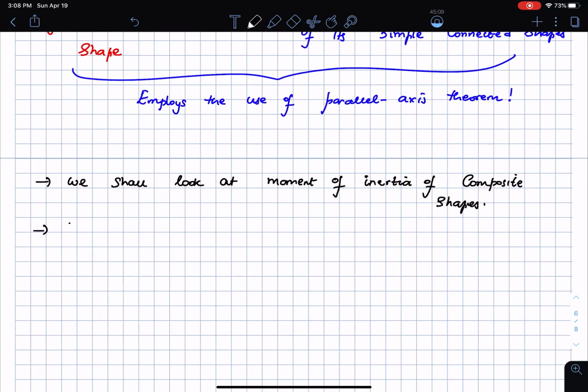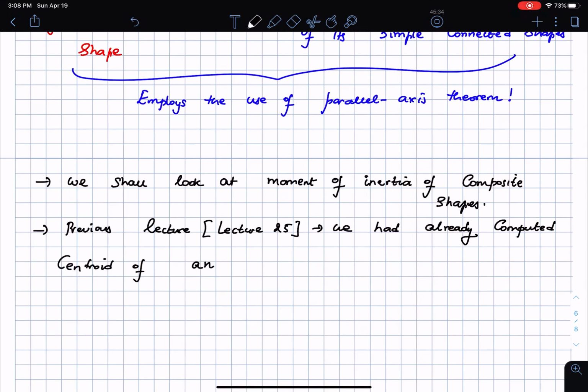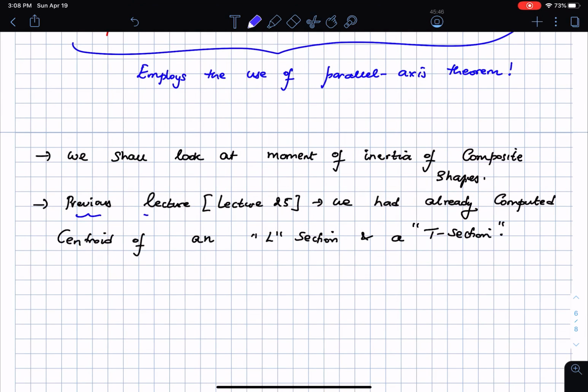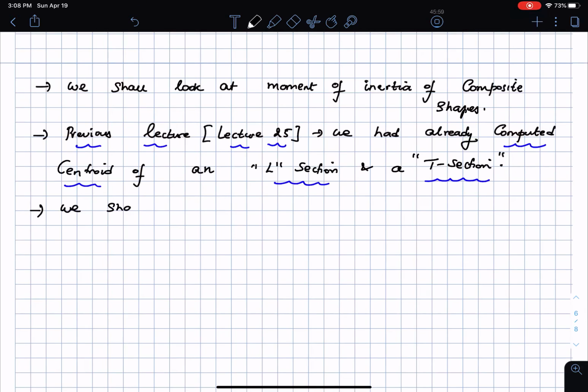Okay, and in the previous lecture, which was lecture 25, we had already computed the centroid of an L section and a T section. We are going to be making use of these. I'm not going to be deriving them again, so we shall make use of results from lecture 25.